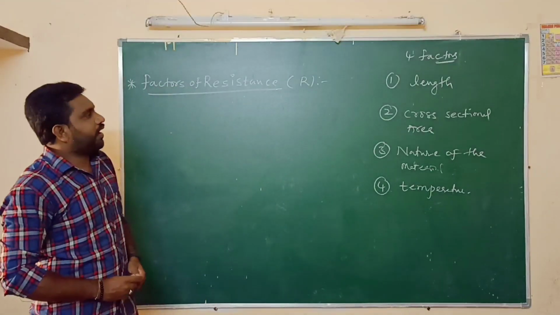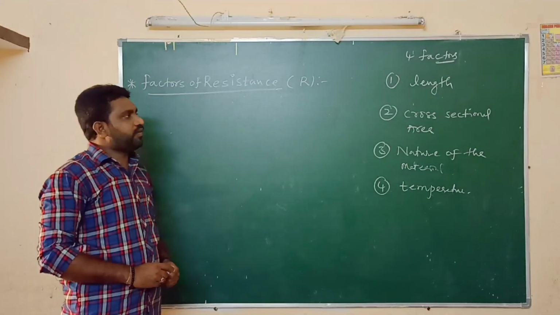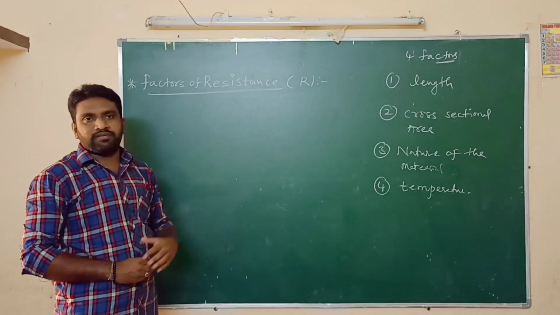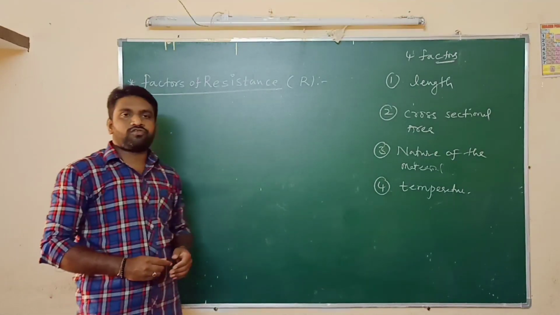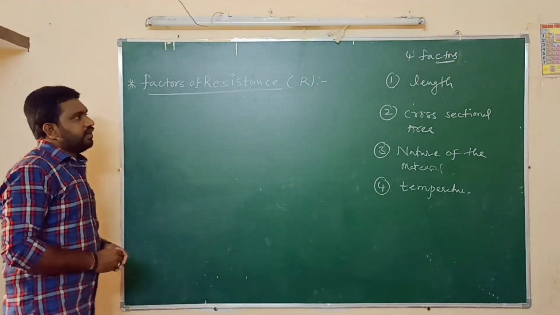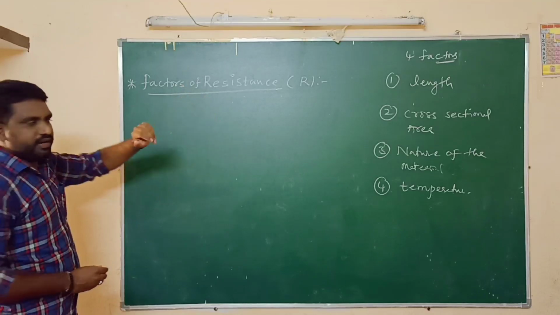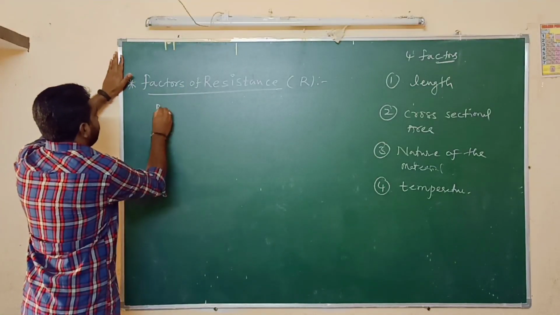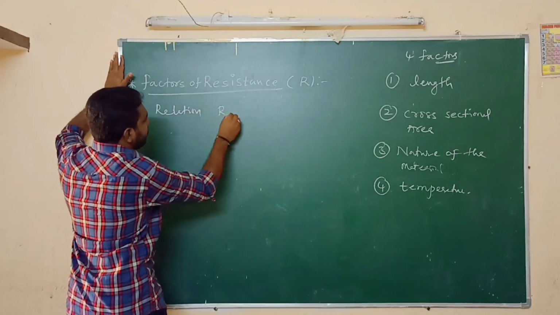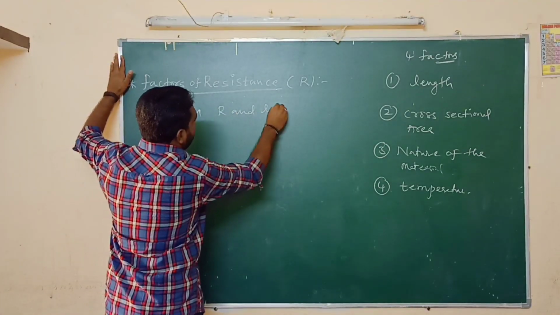Now I am going to explain the relation between all these factors and resistance with the help of four activities. These activities are most important from your annual exam point of view. First we will see the relation between resistance and length of the conductor.